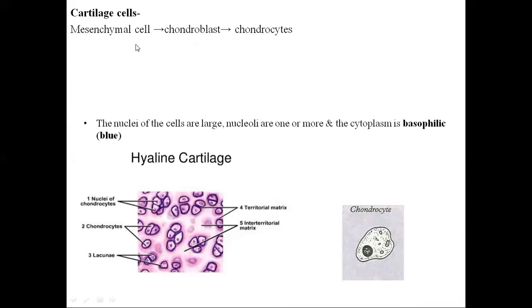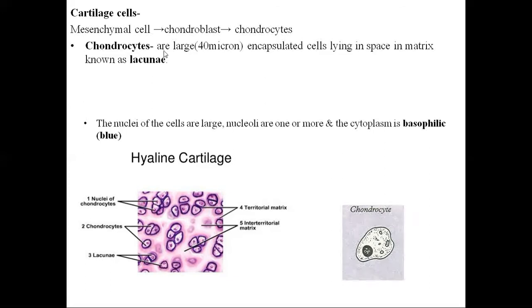So we can see a series of evolution of the cells. Mesenchymal cells, which are the mother cells or stem cells, give rise to chondroblasts. Later, chondroblasts give rise to chondrocytes. Chondrocytes are large, encapsulated cells lying in a matrix and surrounding a space called lacunae. Lacunae can be seen here, lying in the matrix. In fact, the matrix is produced by the cartilage cells.